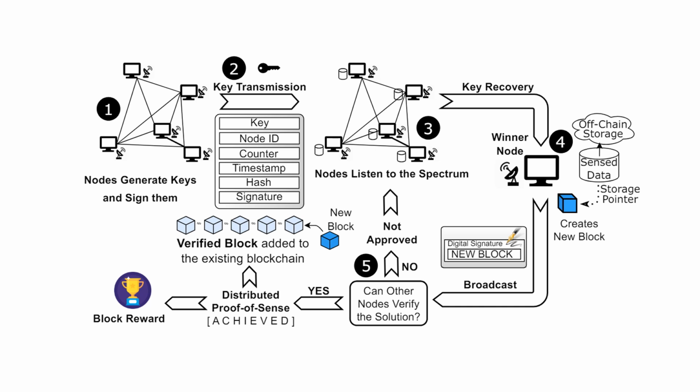So here we will do a demonstration on the working mechanism of the proof of sense blockchain network. These are the workflow of the consensus algorithm. We have divided it into 5 major steps. In step 1, we have our sensing enabled blockchain nodes. These nodes generate keys and sign them, and then transmit them in step 2.